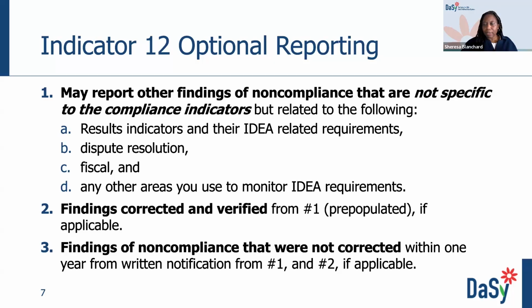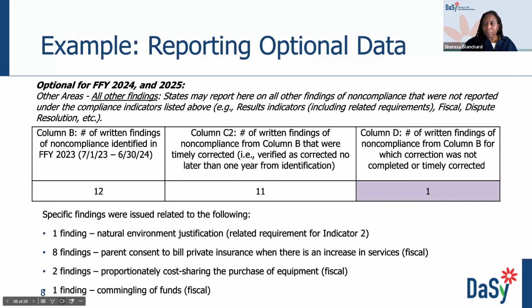Okay, let's look at an example of reporting optional data. So in this example, I have to make it bigger. This example is for federal fiscal year 2024 and 2025, and it's all other findings. States may report here on all other findings of noncompliance that were not reported under the compliance indicators above.